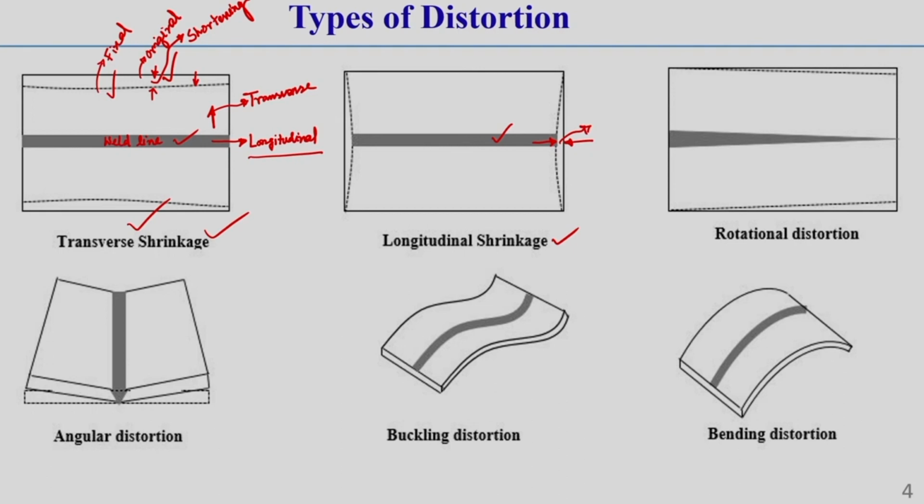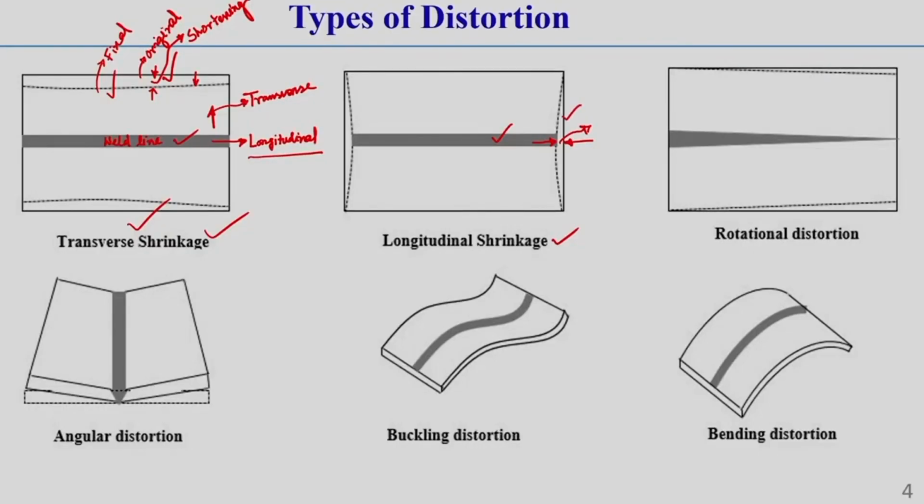So, you see this solid line represents the original plate before welding. After welding, the shape becomes this dotted line which I am showing. So, you see this type of shrinkage which occurs along the longitudinal direction of the weld is termed as longitudinal shrinkage. There can occur some other types of distortion, that is called rotational distortion. What is rotational distortion?